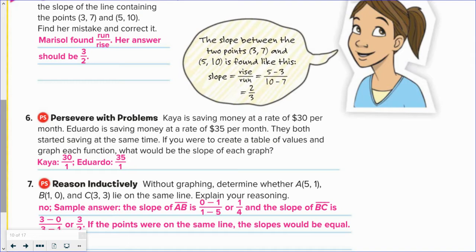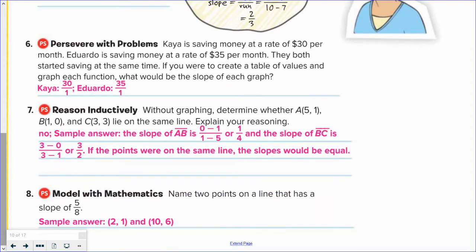And 7 and 8, you should have no for your answer. That is not on the same line, because of how our slope is and where the points would be. If the points were on the same line, then they should have the same slope. And number 8 is looking to see if you know how to model with 2 points on a line.